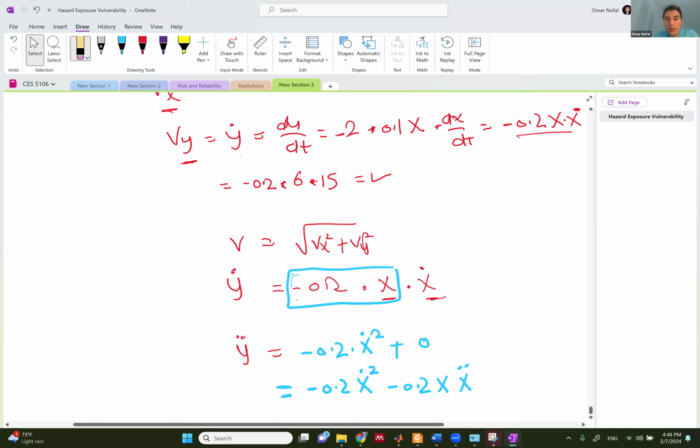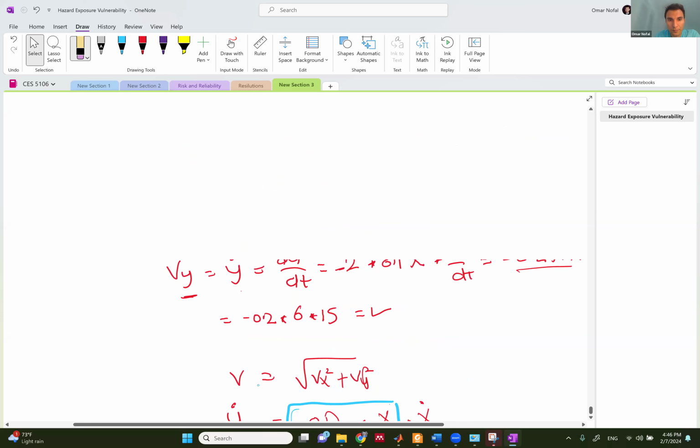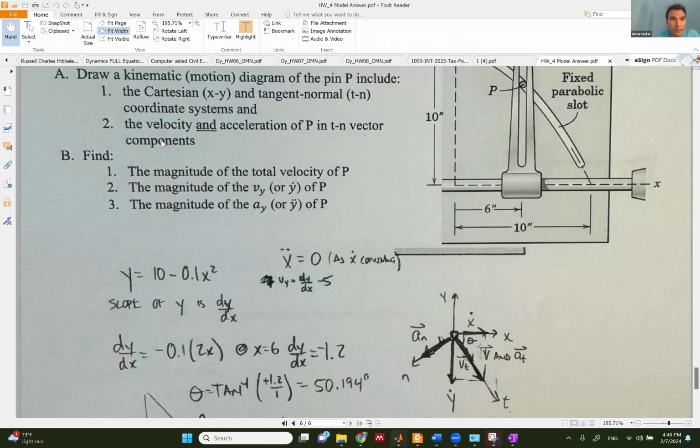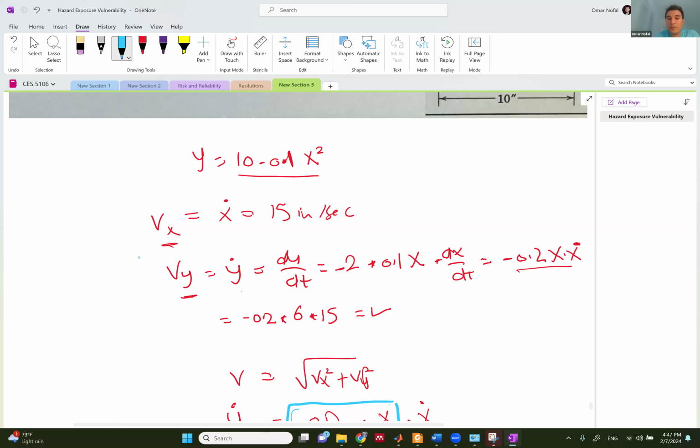So if you substitute with the variables that you have, this is going to be negative 0.2, and x dot is already given, which is Vx. I believe it was 15 here. Vx, which is x dot, is given 15. I already have x, but it's also given that it's a constant velocity. So that means that x double dot is 0. So the term that has x double dot should be 0.